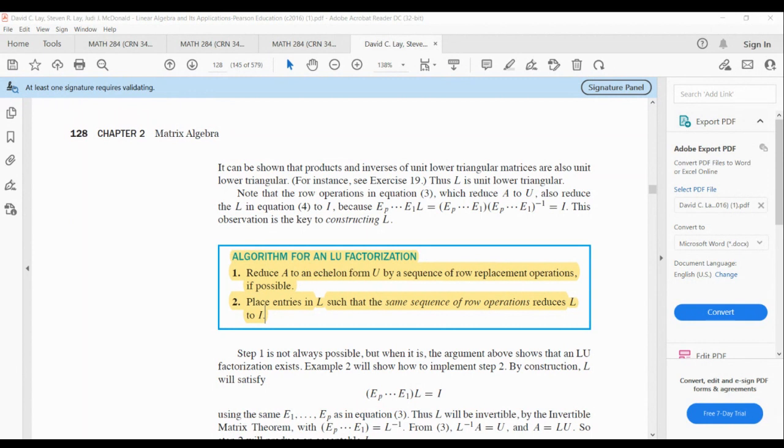So what we want to do is a sequence of row replacement operations to reduce the matrix A into echelon form U, and then we're going to do the same sequence of row operations to reduce this lower unit triangular matrix to I, the identity.